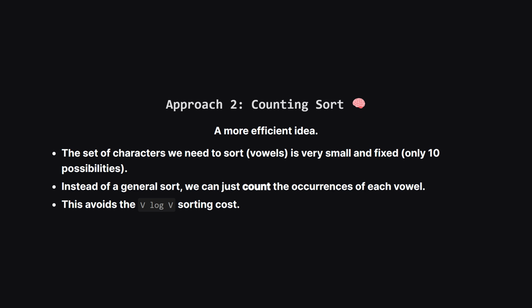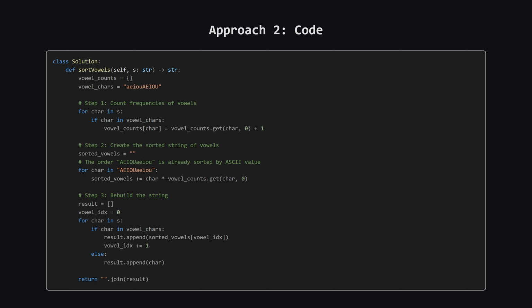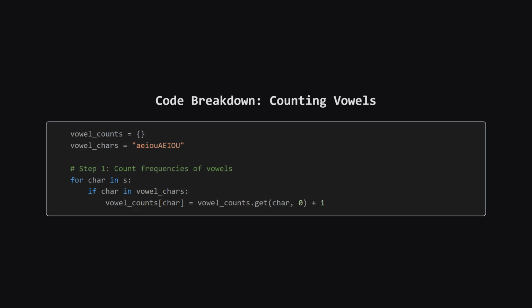Instead of collecting vowels and then sorting them, we can just count how many of each we find. Here's the code for the counting sort approach. It looks a little different, but the core idea is simple. Let's walk through it. First, we initialize a dictionary or a hash map to store our counts.